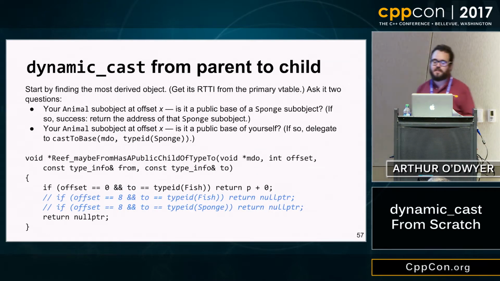So here's what we're going to do. We're going to find the most derived object. And then, at this point, we're going to ask it two questions. We're going to ask it, is that animal sub-object that we started with a public base of a sponge sub-object, whether you're supposed to know about it or not? And it can tell us that. And otherwise, is that animal sub-object that we started with a public base of yourself? If so, then it's okay to give me your public sponge sub-object. And here's code for that.